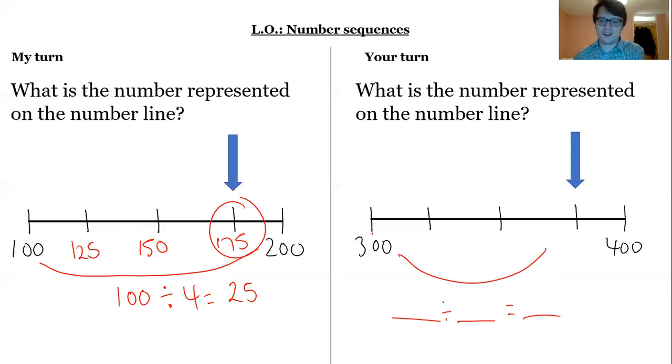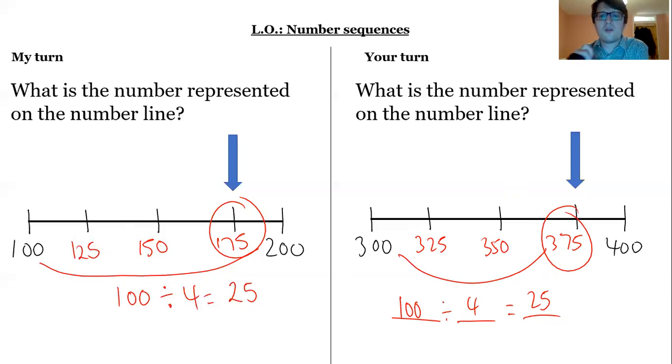Okay, so hopefully you've got it. Again, 300 to 400, the difference is 100. So the value of this number line is 100. I've got 1, 2, 3, 4 equal parts, which again is 25. So I'm counting in 25s, 325, 350, 375. If you're struggling to count in 25s, really do practice that.